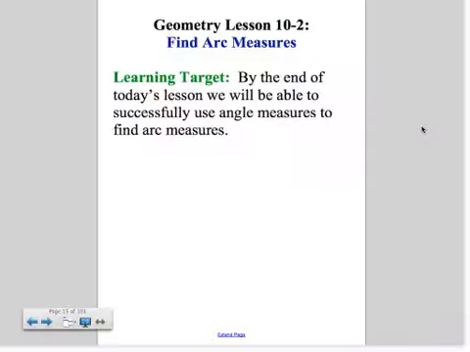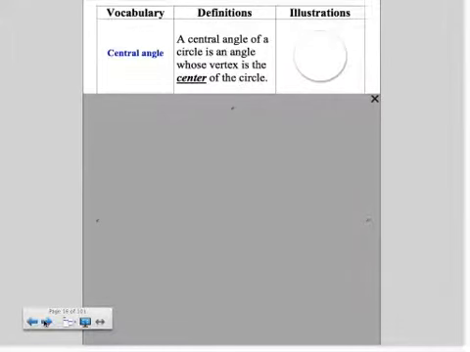In section 10.2, we're going to continue our discussions on circles, and in this particular lesson, we're going to look at finding arc measures. So something that, again, I think is going to be primarily new to you. So first of all, some vocab.